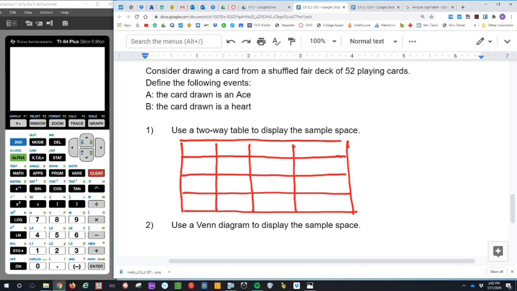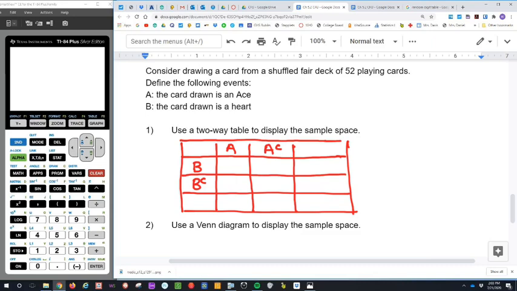You'll see in a second. So let's put our events into the table. If event B is the card drawn that is a heart, and B complement is the event that the card drawn is not a heart. Okay? Then we put event A on top, on the first row.